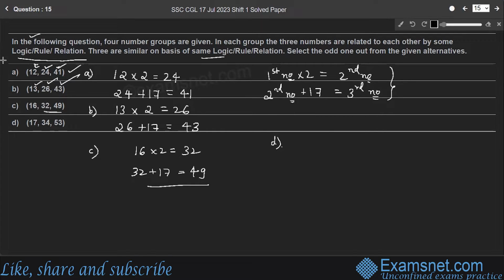Therefore, option C also follows the same logic. Consider option D. This will be the odd one, since all the other sets follow the same logic. So option D is the answer. You can check: 17 into 2, first number into 2 is 34, which is the second number. The first part is correct, whereas second number plus 17 is equal to 51. In the given question, the third number is 53. Therefore, option D does not follow the same logic. Therefore, option D is the odd one.